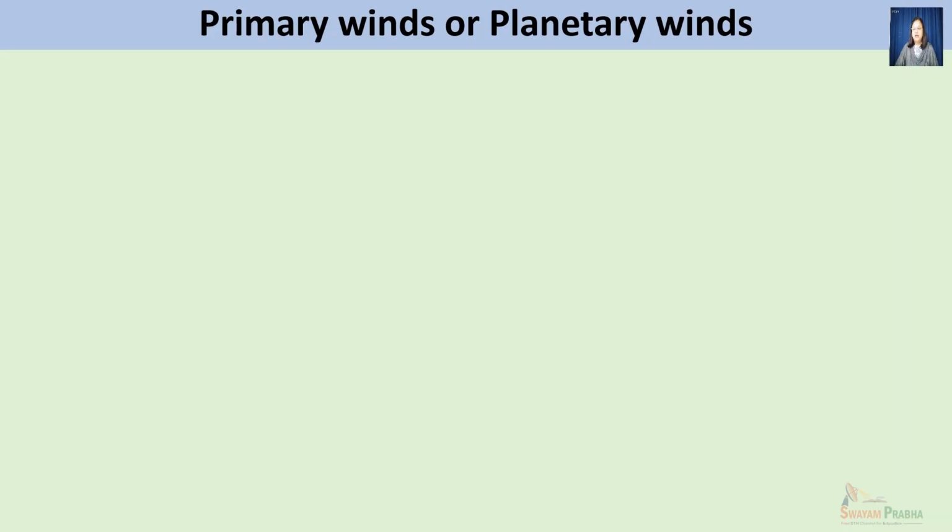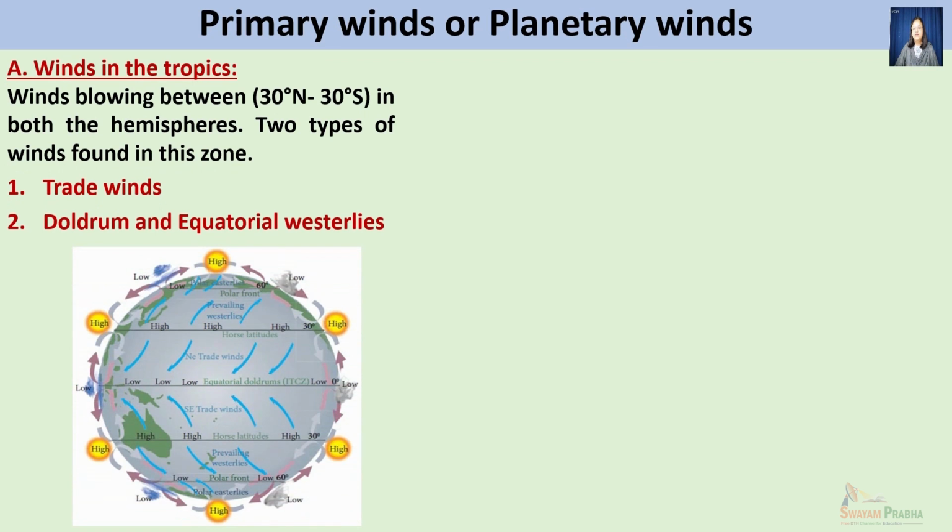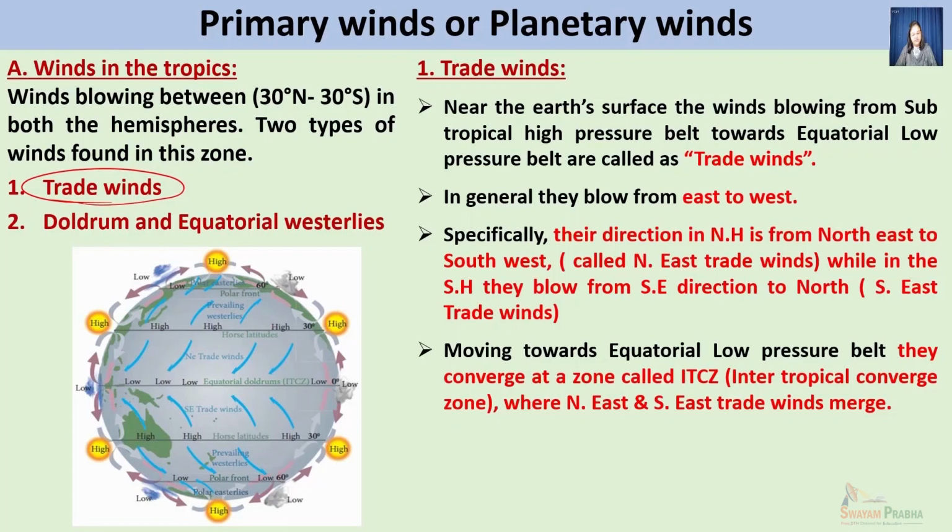Winds in the tropical areas. The winds blowing between 30° north and 30° south in both hemispheres are called tropical winds. Two types of winds are primarily found in these regions: the trade wind, and the doldrums and equatorial westerlies. Before understanding the wind circulation in the tropical areas, you have to remember at the back of your head the existing pressure belts also.